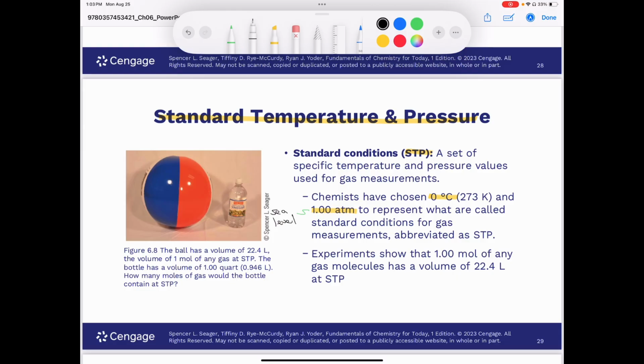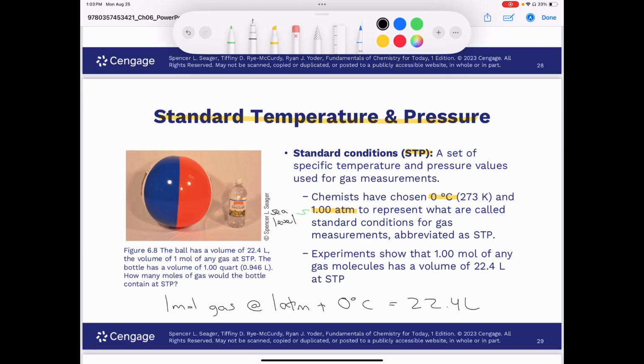But anyhow, a relationship that you should know is that if you have 1 mole of any gas at standard temperature and pressure, so if we have 1 mole of gas at 1 atmosphere and 0 degrees Celsius, it's always going to have a volume of 22.4 liters.